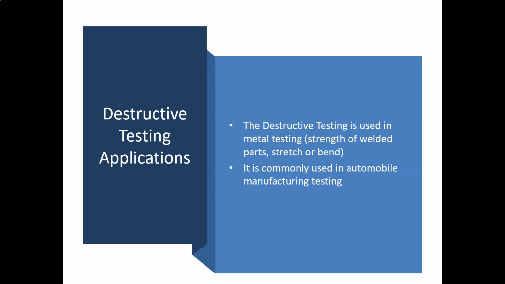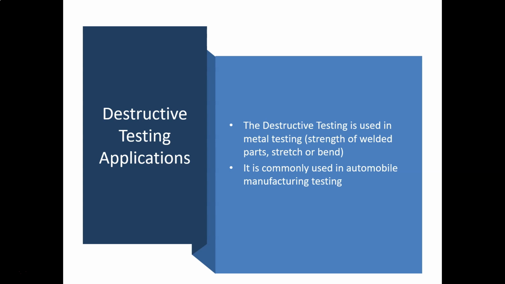The other test that we said was the destructive test, which is often used to determine the physical properties of materials such as impact resistance, ductility, yield, and ultimate tensile strength, fracture toughness, and fatigue strength.